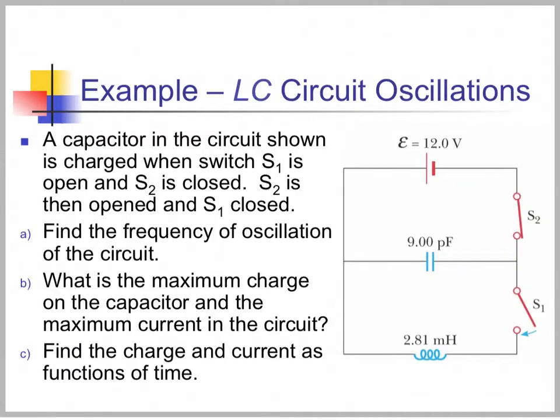Let's look at an example problem, an LC circuit oscillation problem. So I have a capacitor in a circuit shown as charged when switch 1 is open and switch 2 is closed. Switch 2 is then open, and when switch 1 is closed, we have an LC circuit. Find the frequency of oscillation of the circuit, and what's the maximum charge on the capacitor and the maximum current in the inductor, and what are the charge and current as functions of time.